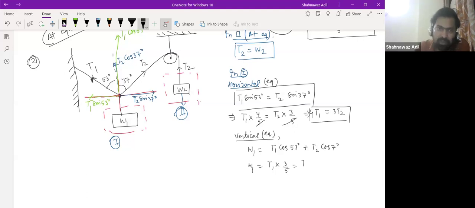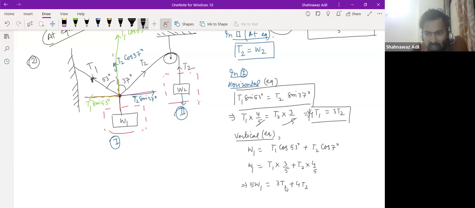And T2, so plus T2 and 4 by 5. So 5 is common and we take it on the right hand side. So this is W1, then this is 3T1 plus 4T2, right? Okay. So we have to remember that T2 is W2.